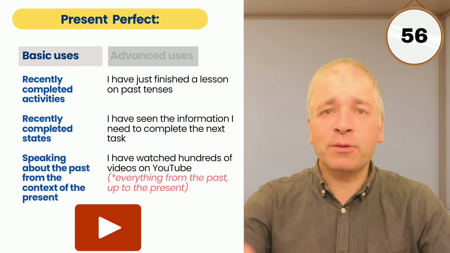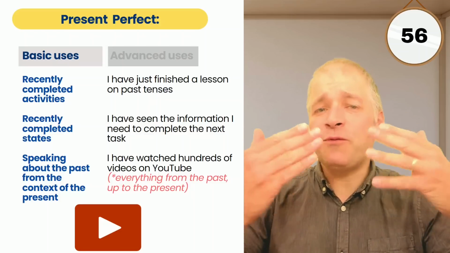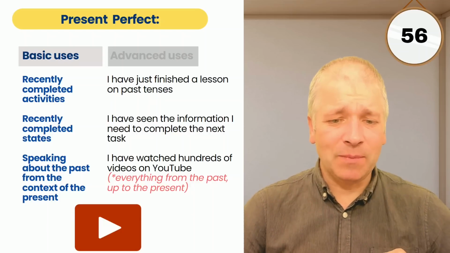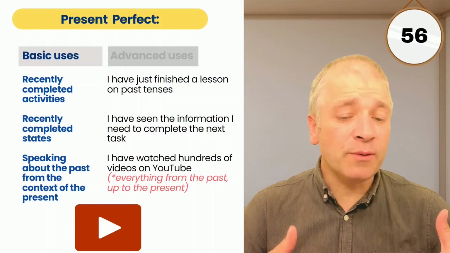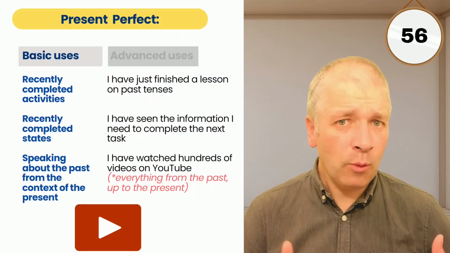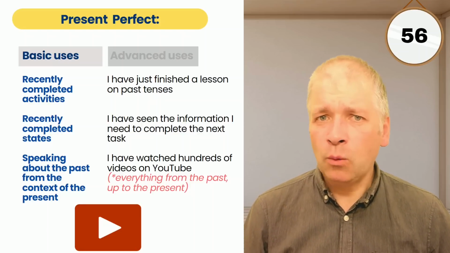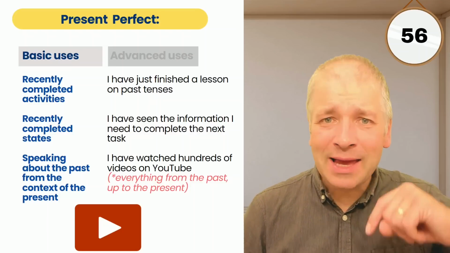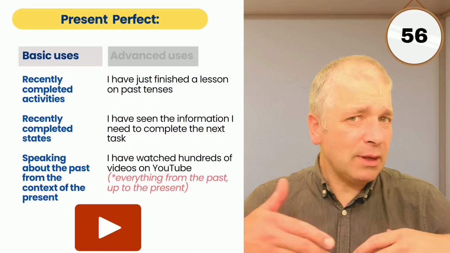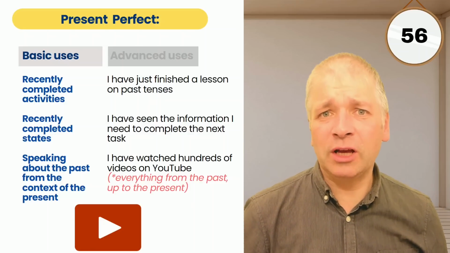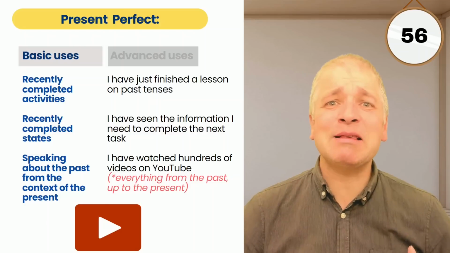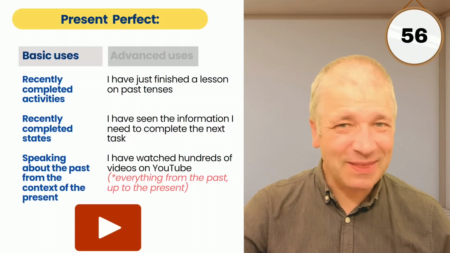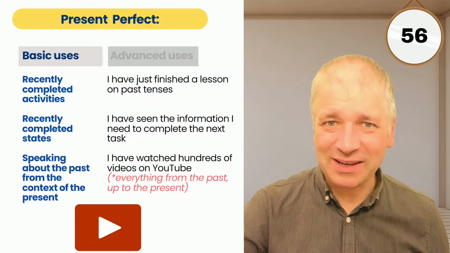And we talk about past situations, but from the viewpoint of now. We're looking back to them from now, keeping in present time. So when I say I have watched hundreds of videos on YouTube, when did I watch them? In the past. But what's the time period? Well, it's up to now and including now. It's the situation I am in now. This is all of my experience of watching YouTube videos that I've collected and I possess now in my memory. Everything from the past up to the present. And that captures the essence of what the present perfect is.